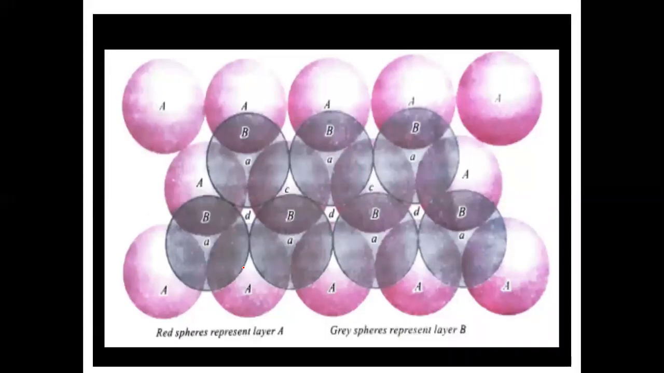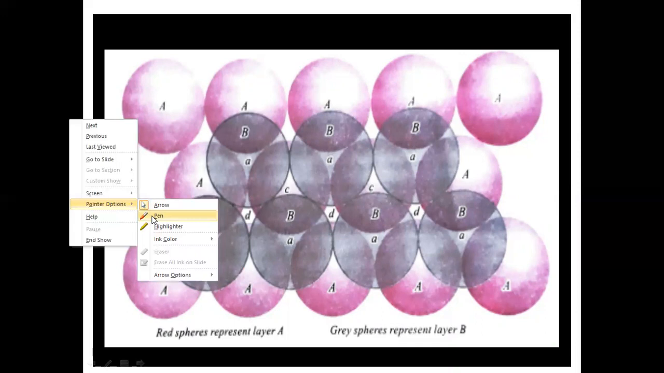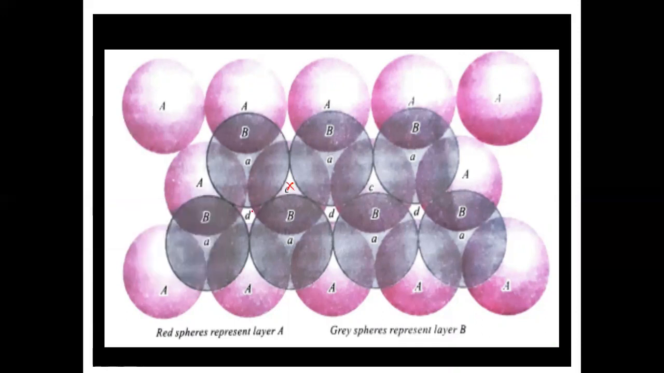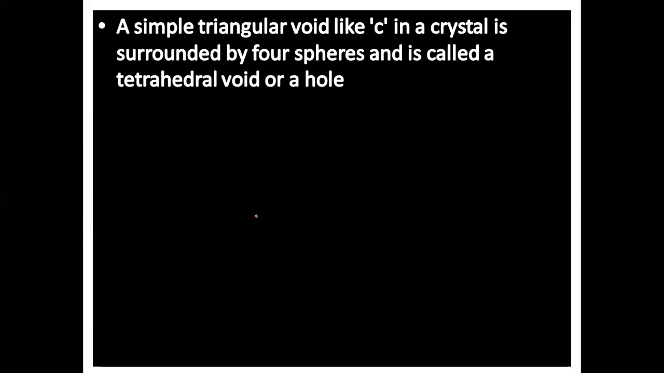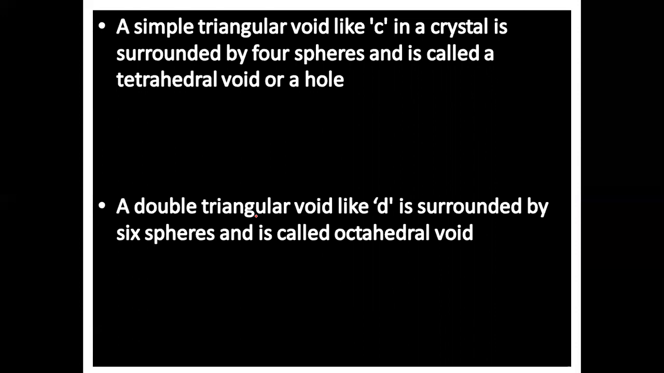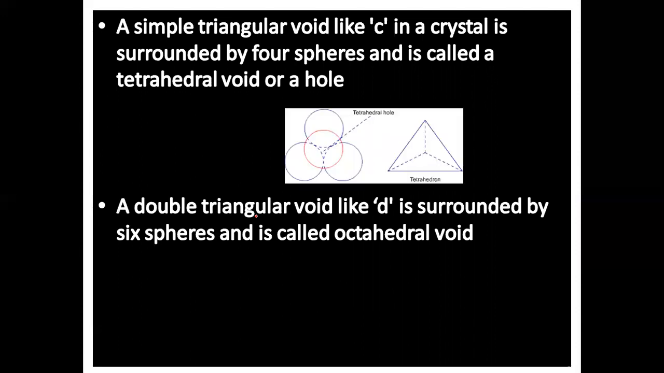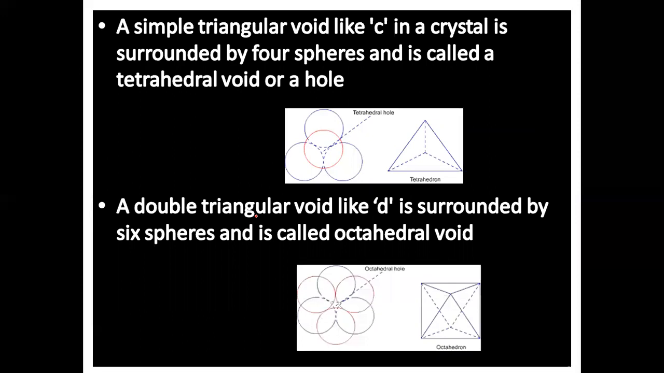Again, in the second layer, there are two types of voids, C and D. And C void is surrounded by 4 spheres and D by 6 spheres. A simple triangular void like C in a crystal, surrounded by 4 spheres, is called a tetrahedral void or hole. A double triangular void like D, surrounded by 6 spheres, is known as an octahedral void or hole.